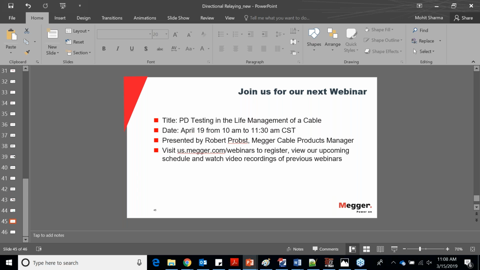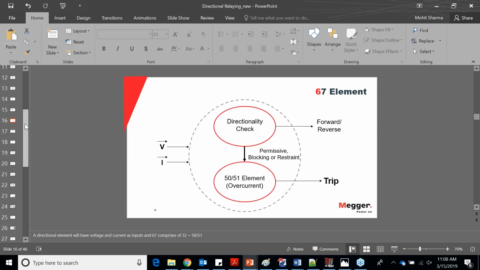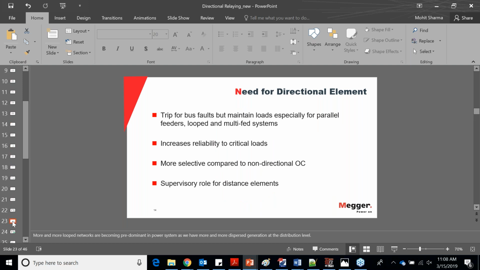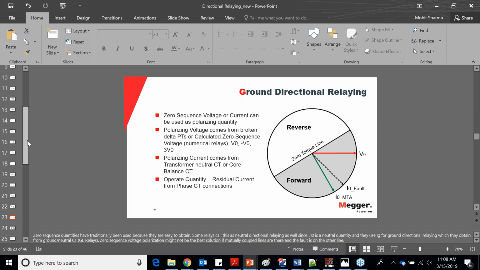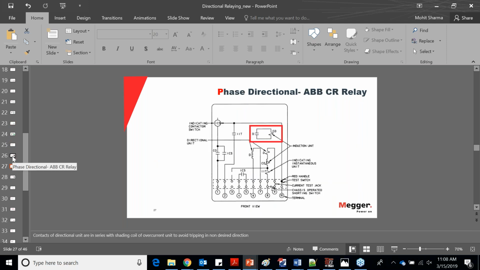All right. Mohit, next question is, could you explain broken delta a little bit more? Let me go back to that slide. It's not here. But here. Let me check it out. Where exactly is that?